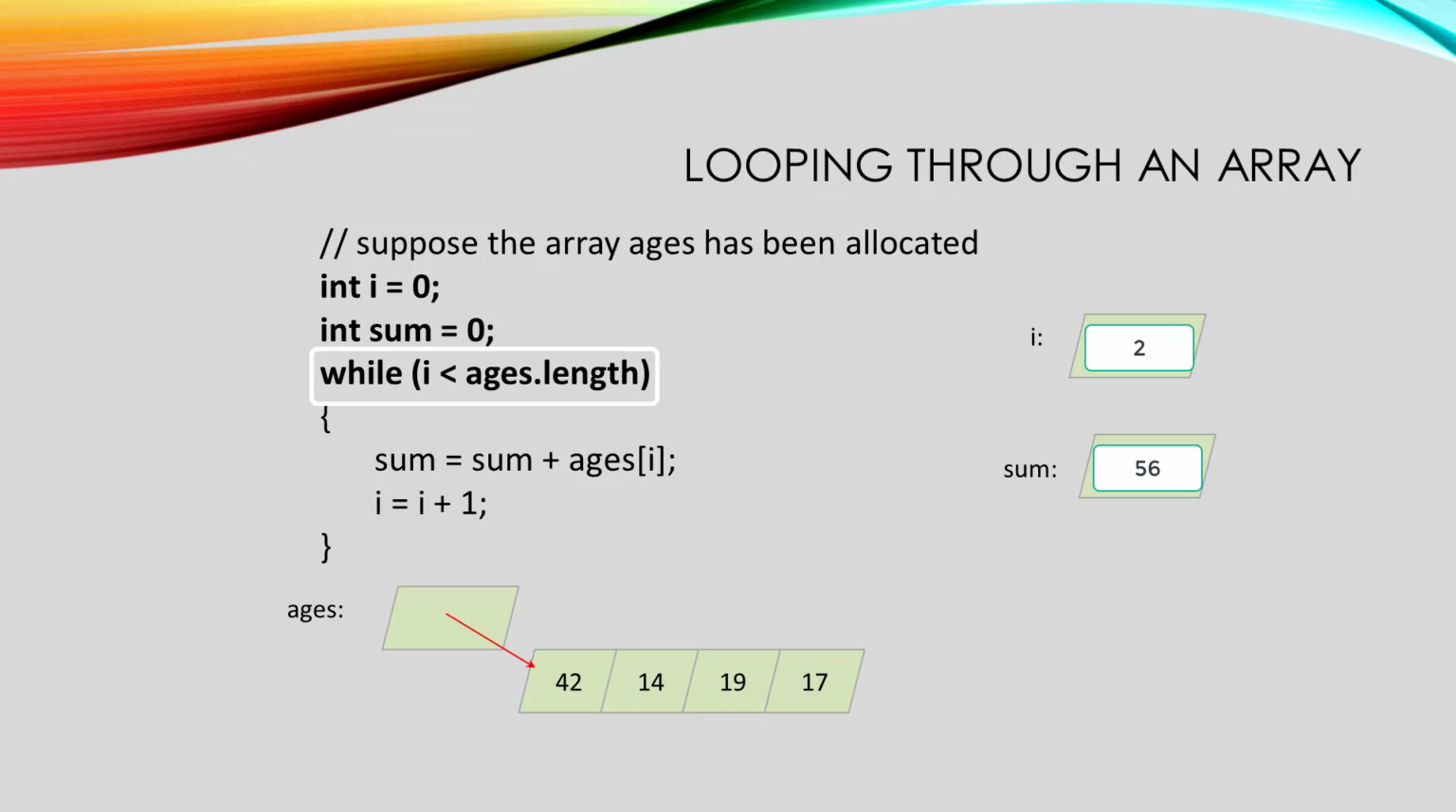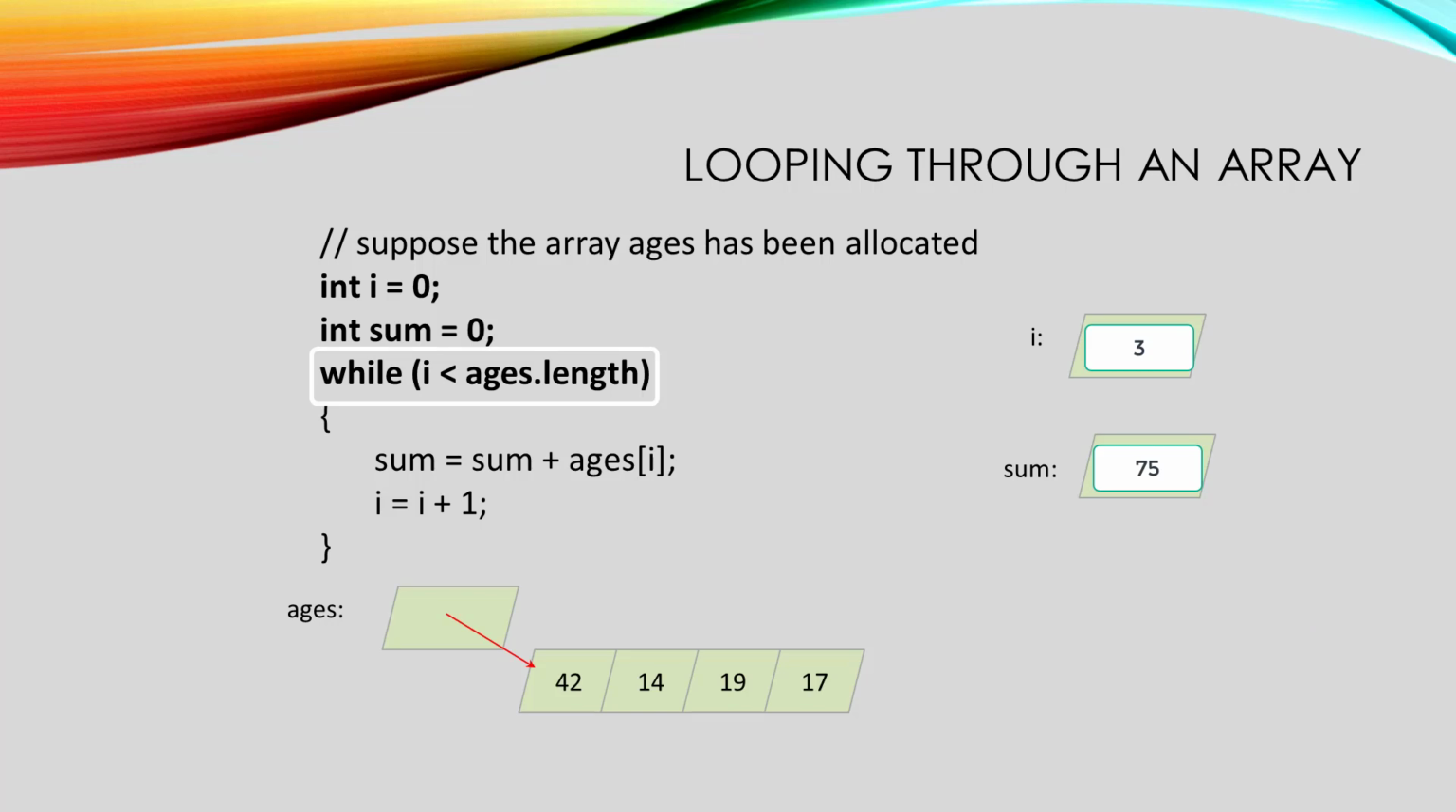This time, it compares i to ages.length. i is 2, which is less than 4, so it goes into the loop again. It evaluates the right-hand side of the assignment statement. It's going to get 56 for the sum. And then i is 2, so it's going to look at position 2 in the array, getting a 19. It's going to add the 56 and the 19, getting 75, store that back at sum, increment i, and go to the top of the loop again. Now our running total has the sum of the first 3 elements in the array.